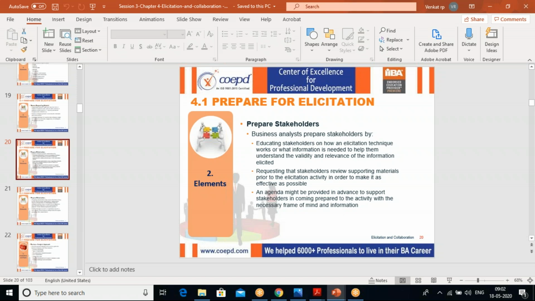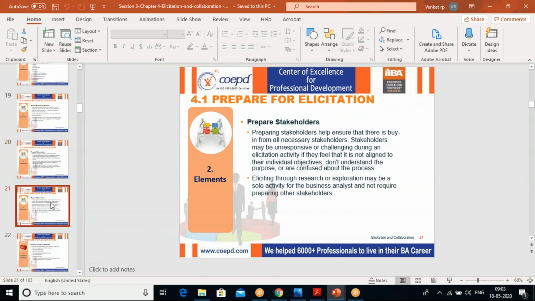We have to make them aware of what we are going to make. So this is very, very important. And also these people, the stakeholders, once they understand this technique, they will also get relevant information or materials, so that it becomes easy for them to present it, okay. So what we will be doing here is preparing the stakeholders for this illustration, okay.